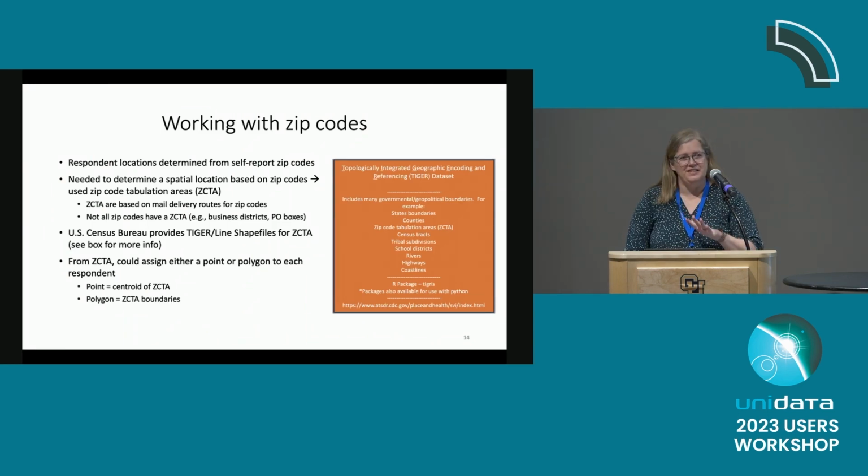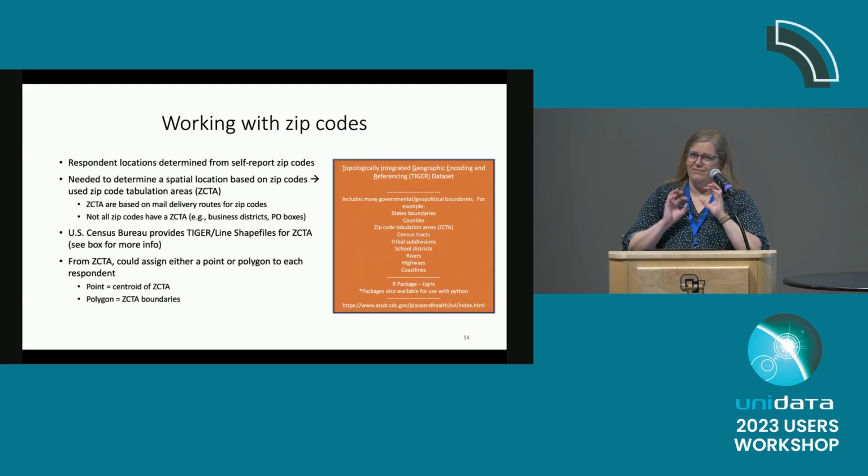So just example number 1 of working with these data sets together. And my first quick note is working with zip codes. So a zip code is a number, it's not a location. We needed to determine a spatial location based on the zip codes that people were reporting. And the easiest and most commonly used method that we found in social science was using ZCTAs, which are zip code tabulation areas. It is worth noting, though, that ZCTAs are based on mail delivery routes.